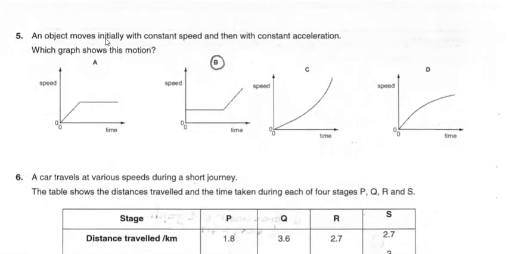Question 5. An object moves initially with constant speed and then with constant acceleration. Which graph shows this motion? That will be B, constant speed and then a uniform acceleration, or constant acceleration. Graph A is not correct. This is showing an increasing speed and then a constant speed. Graph C is showing a constant acceleration and then a non-uniform, increasing rate of acceleration. D has got a uniform acceleration and then a decreasing, non-uniform acceleration.